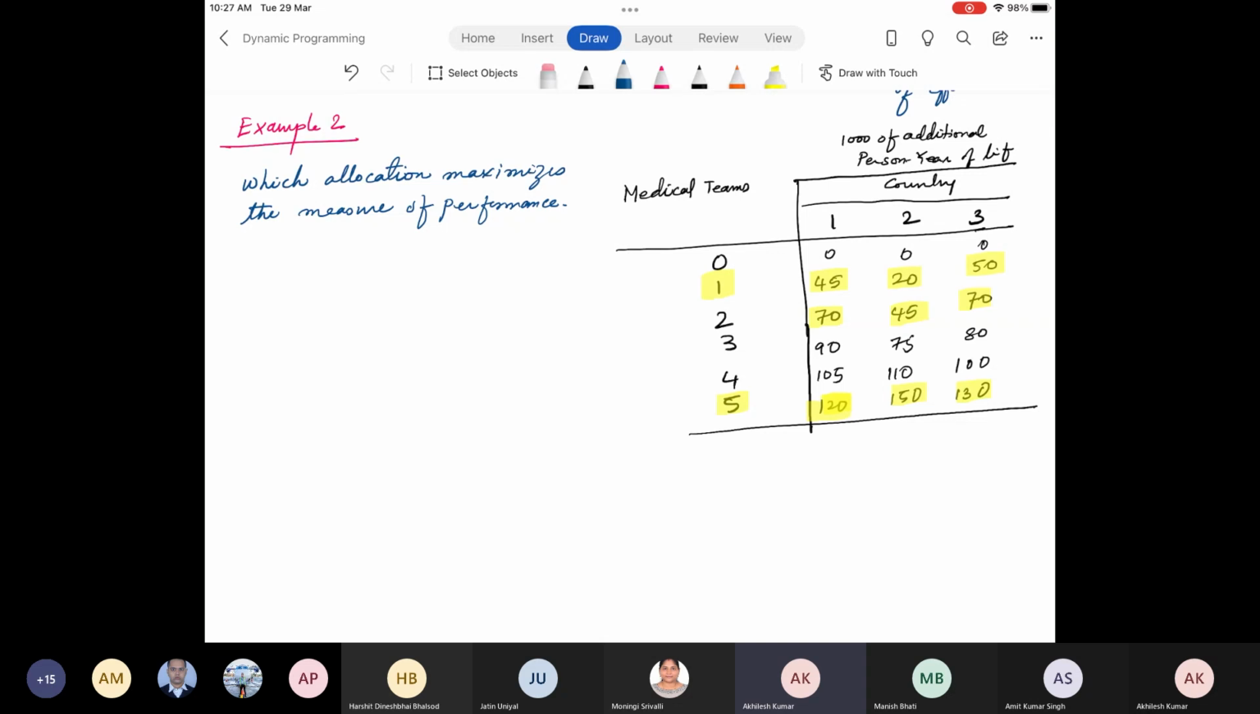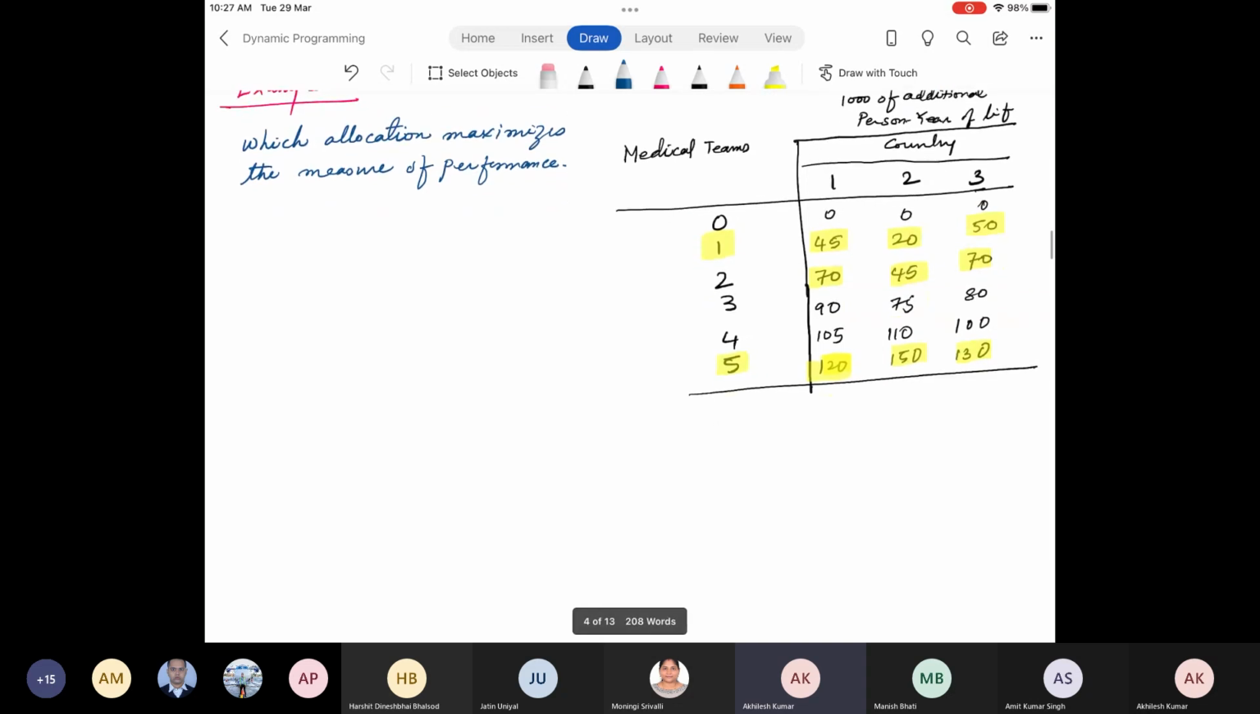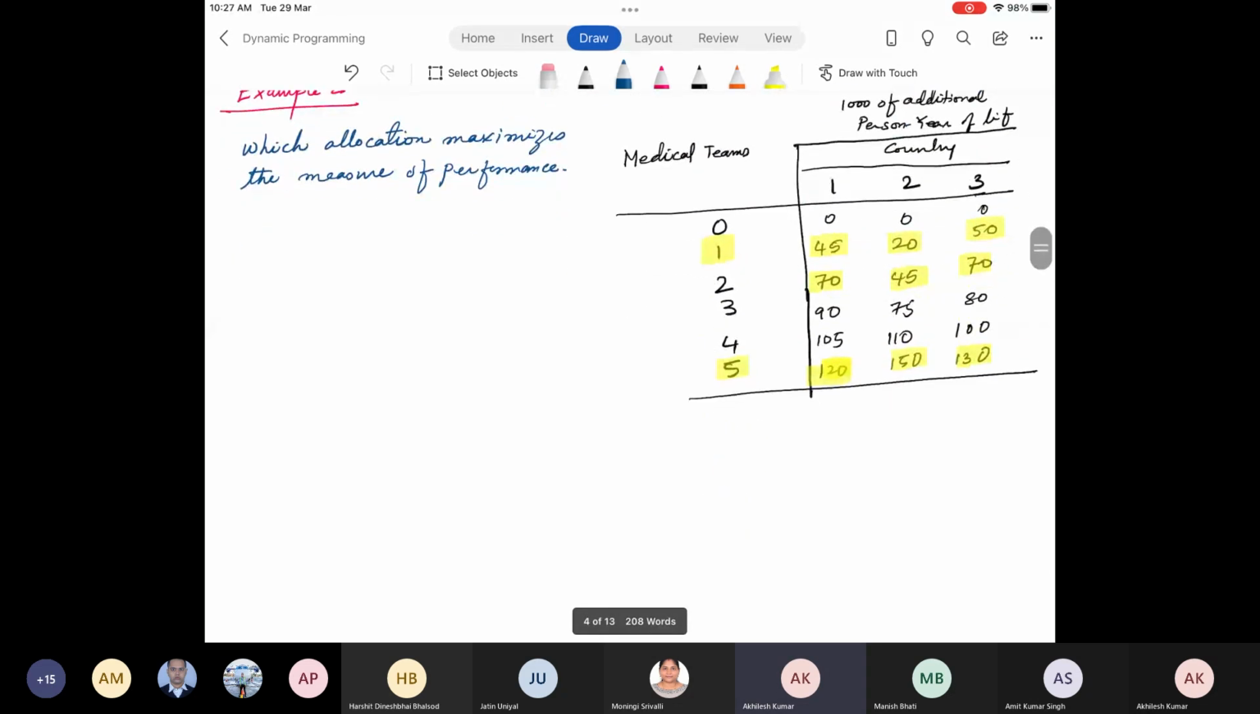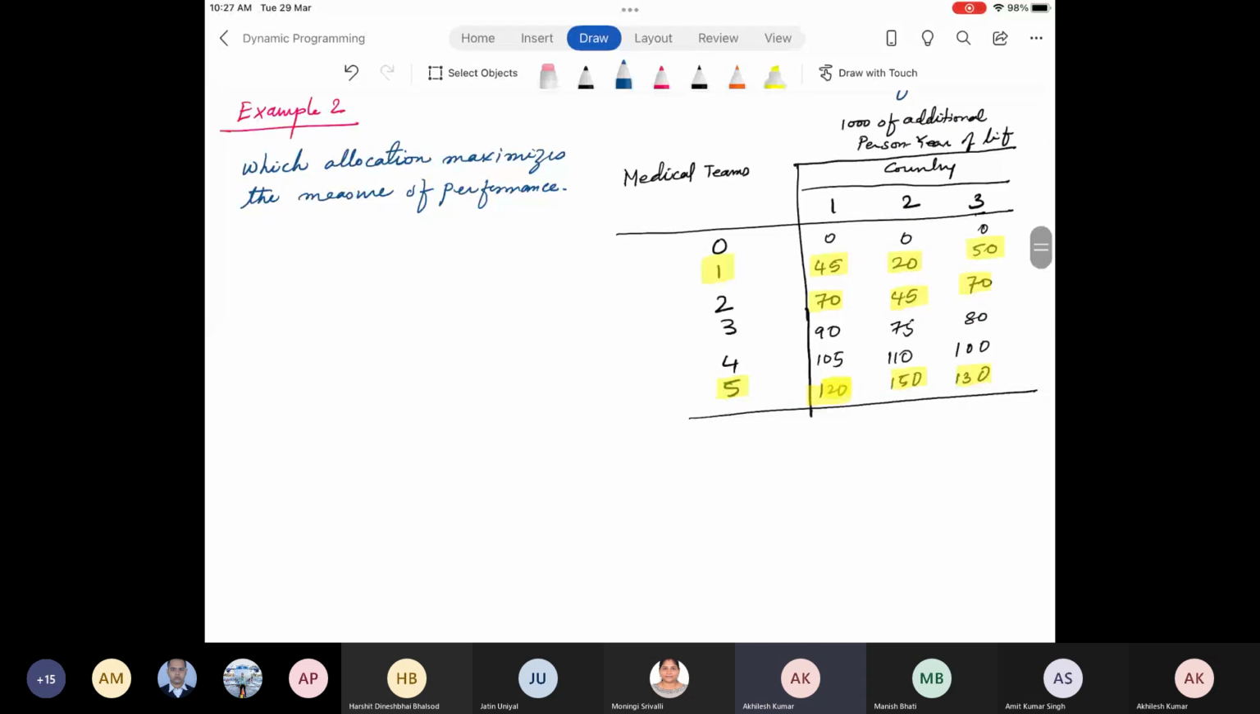Okay, now we need to solve this problem. First formulate it as a dynamic programming problem and then solve it. How do we do that? First we need to think about what my stages are, and what decision I take that changes the state from one stage to another stage. So let's try to understand what the possible stages are in this case.